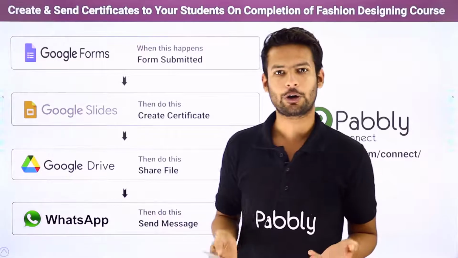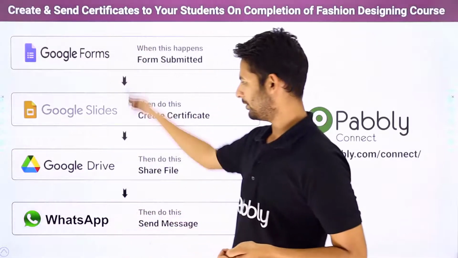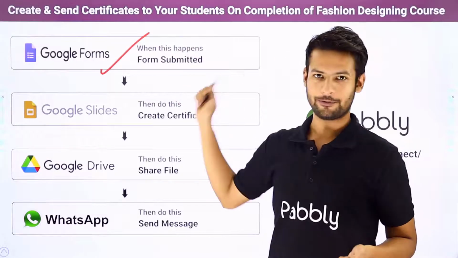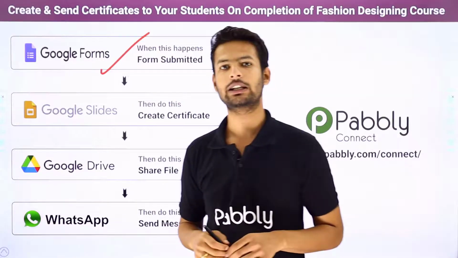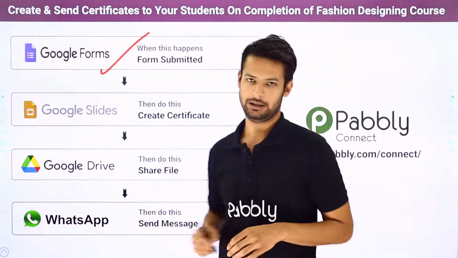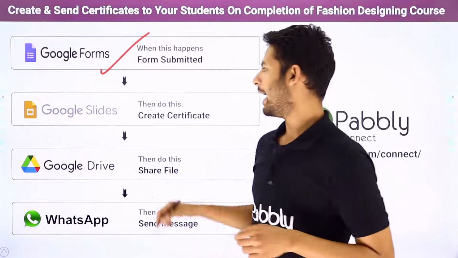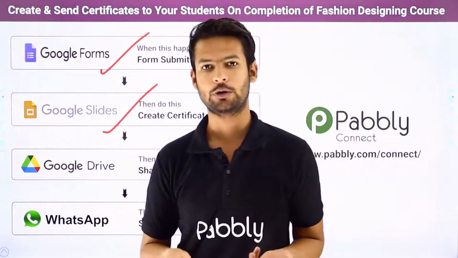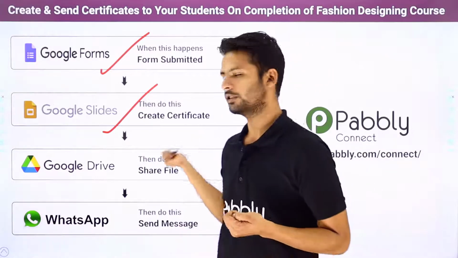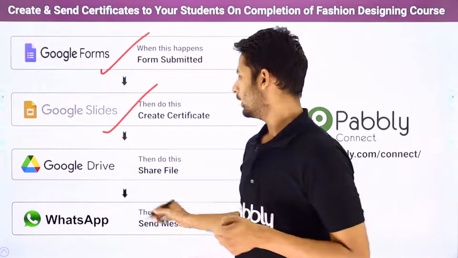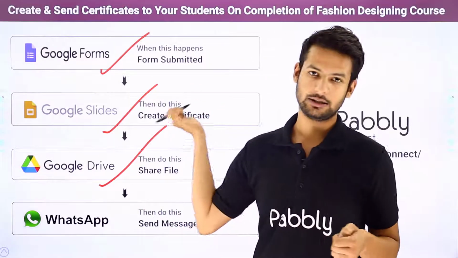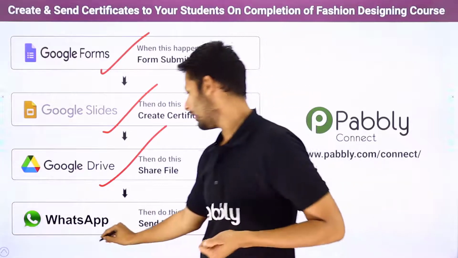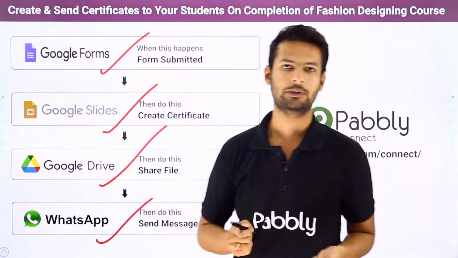So to perform this automation, I have used 4 applications here as you can see. First, I have used Google Form. It is an awesome platform provided by Google where you can create different kinds of online forms. And second, I have used Google Slides. Again, it is a great platform provided by Google where you can create various kinds of certificate templates and slides. Thirdly, I have used Google Drive. Again, it is a platform provided by Google where you can share and upload your files. And finally, I have used WhatsApp. You all know it is a famous chatting app.